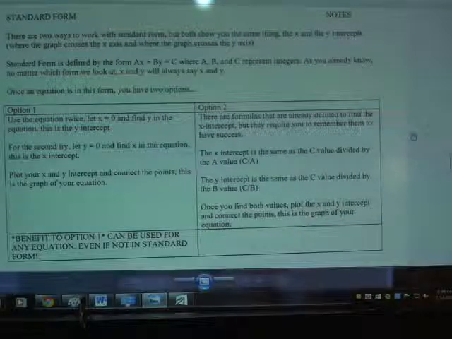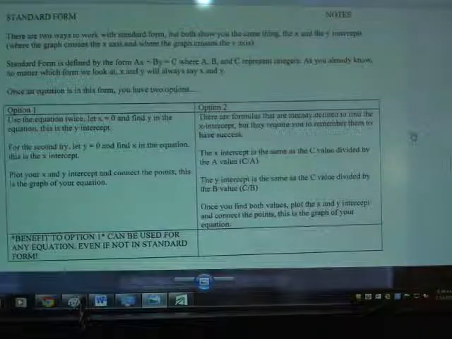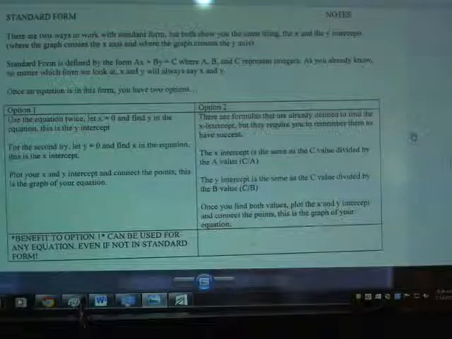These are the 7th grade notes over standard form of a line. Now when we're talking about standard form of a line, we're talking about one of those ways of graphing that requires a lot less work than us using the table method. We've seen some of those other methods that require less work.